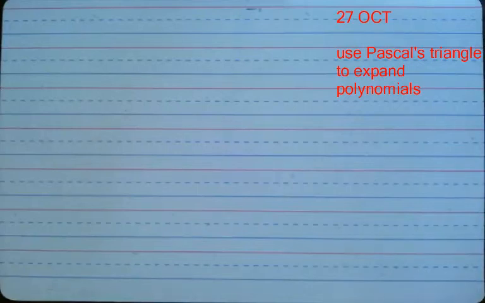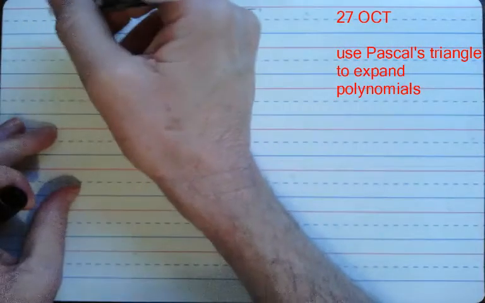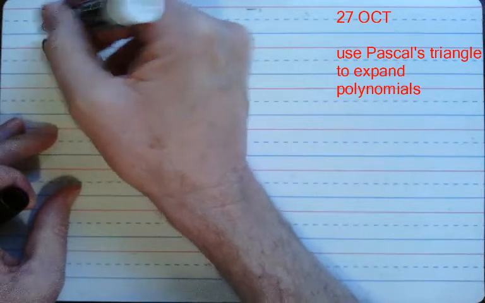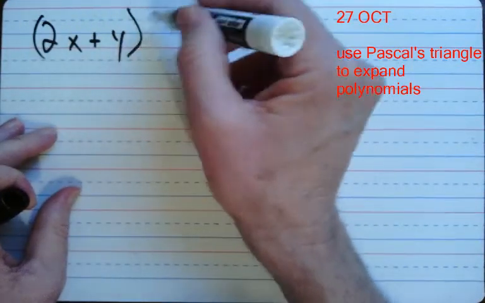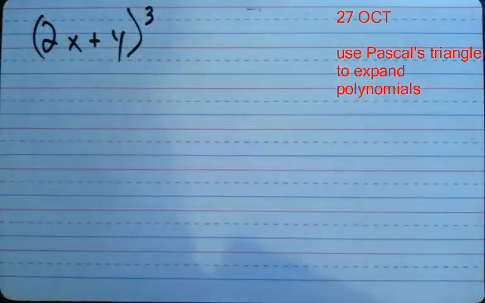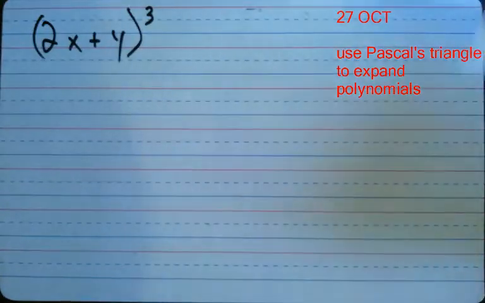Okay, we are going to use Pascal's triangle to expand polynomials again. All right, so we need a polynomial to expand. So here we go. We'll do one. This is different than yesterday because there's numbers and letters all together.